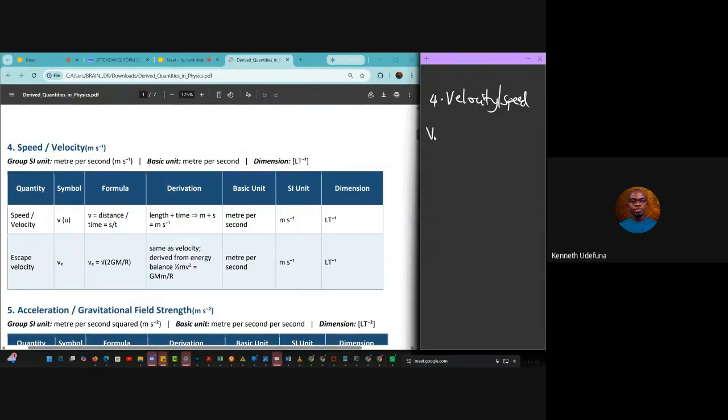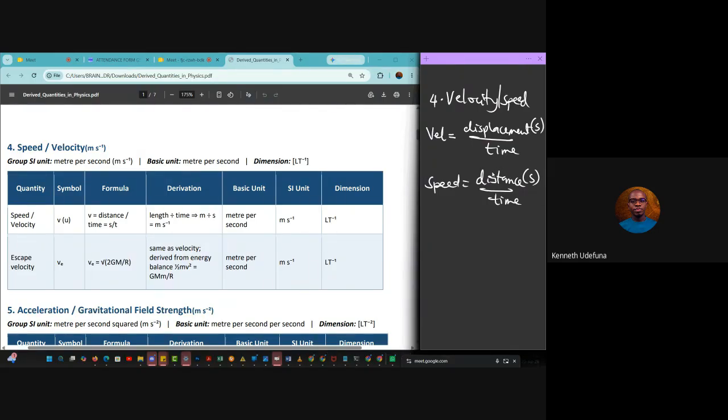So for the first one, for velocity, remember quantity first, then the formula. The formula for this one is going to be displacement over time, while speed is what? Distance over time. The only difference is just the wording of the formula. Both of them are represented as S. Displacement or distance are also represented as S.